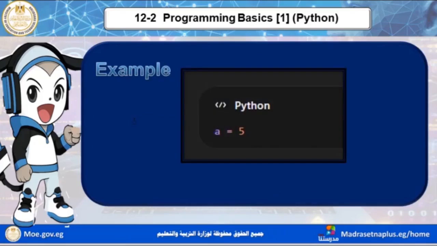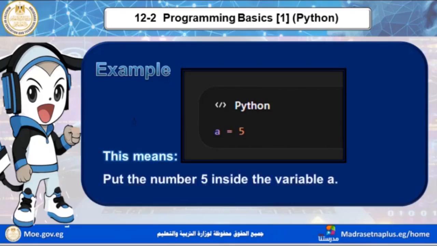Let's see an example. Here when we write the command a = 5, a = 5 means that we assign the value 5 to the variable a. This means put number 5 inside the variable a.